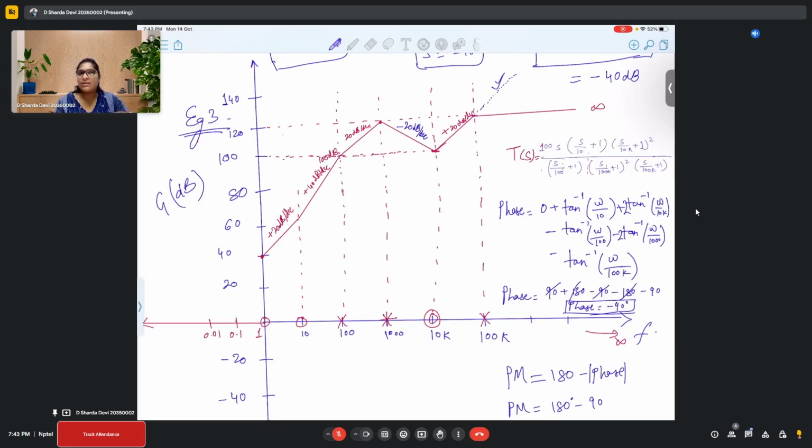That means in practical systems, a transfer function where the number of zeros is more than the number of poles rarely happens. But yeah, that was a good discussion. That is something that we can think of. So anyways, you understood how to deal with poles and zeros in a Bode plot.